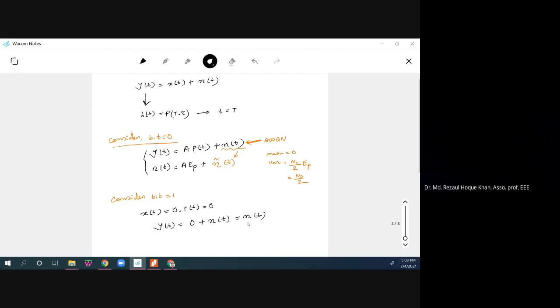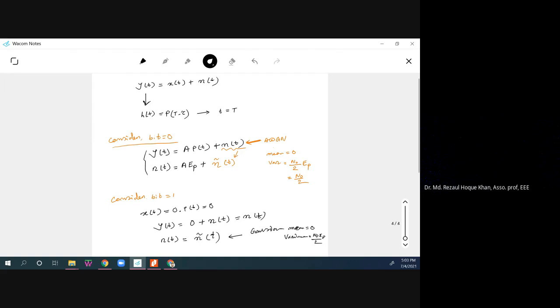So what will be the RT for this case? RT is n tilde T. The noise n is changed to n tilde. Of course, this is also a Gaussian, still Gaussian, with mean 0 and variance also the same. The variance is equal to n0 EP by 2, where EP equals 1, so it's n0 by 2.